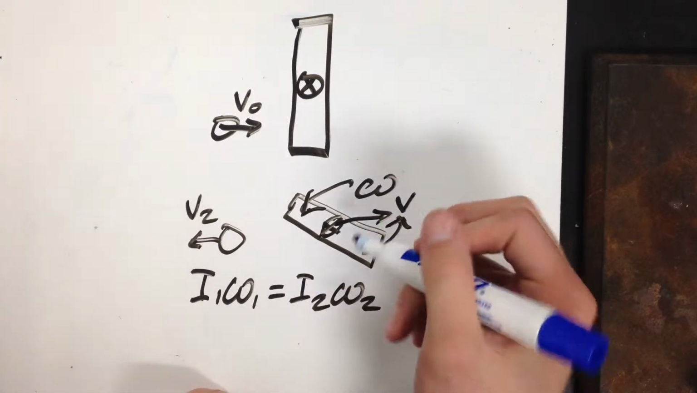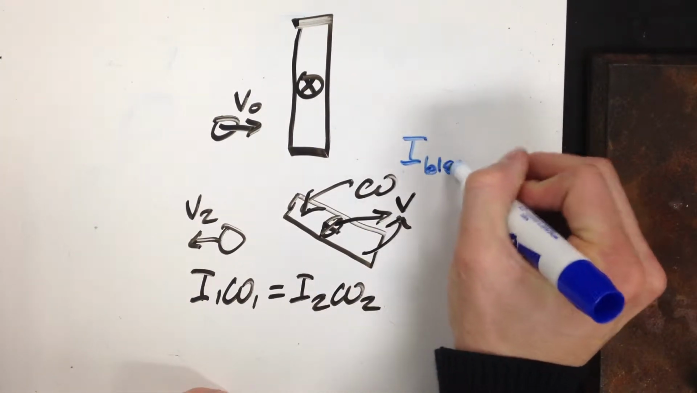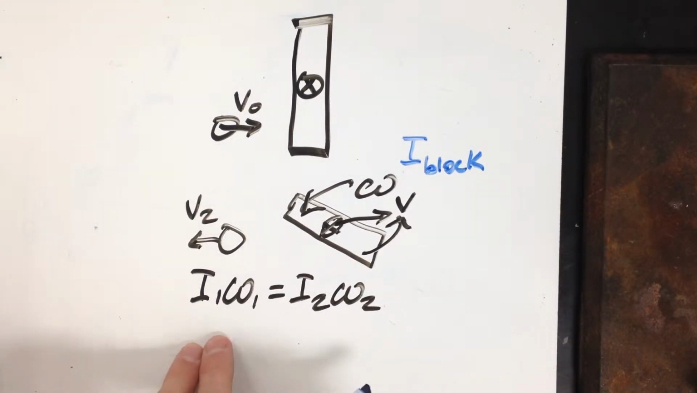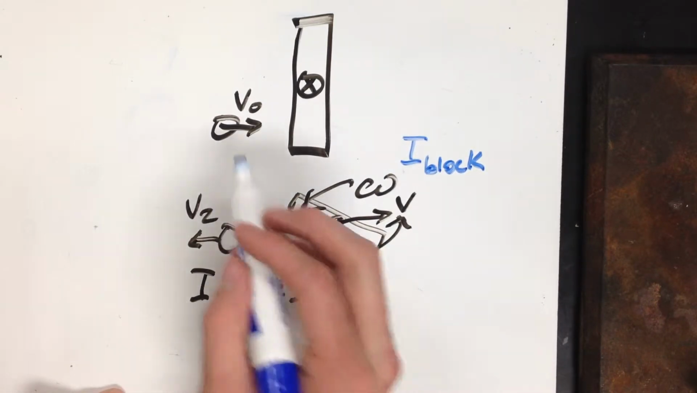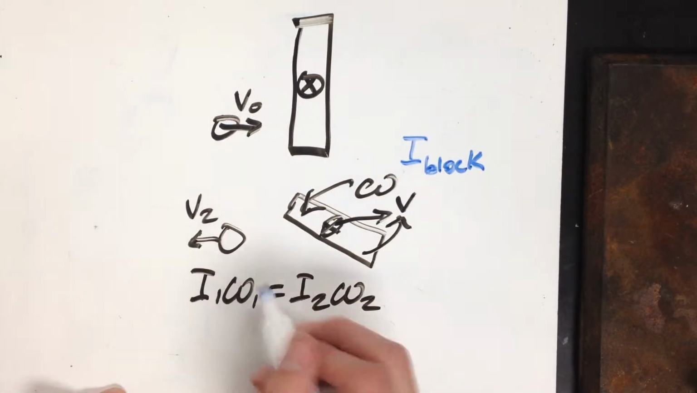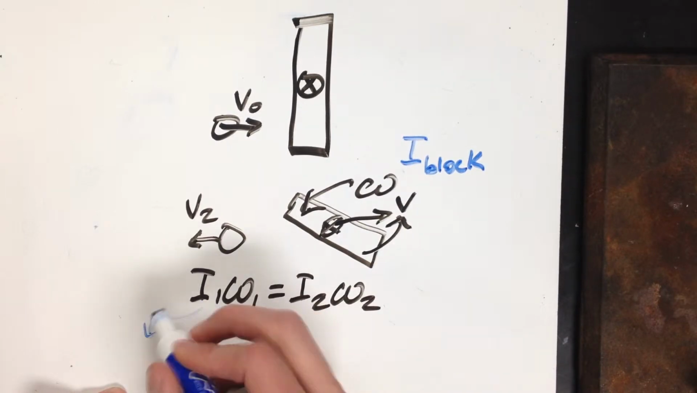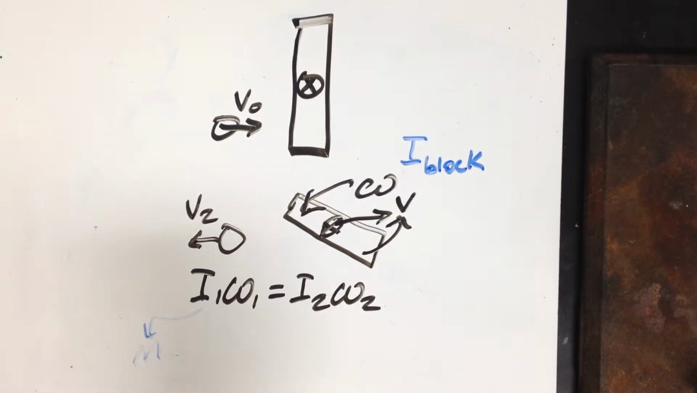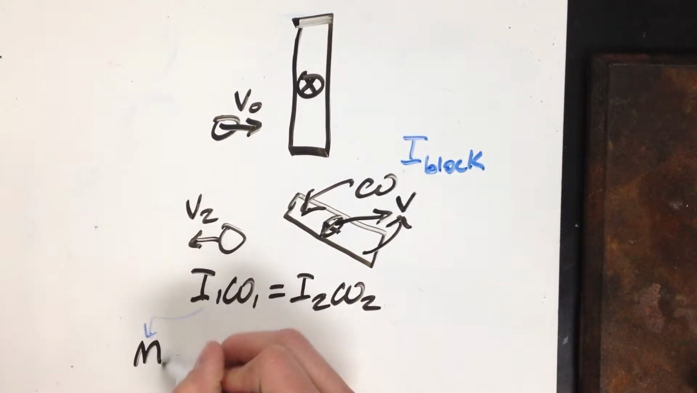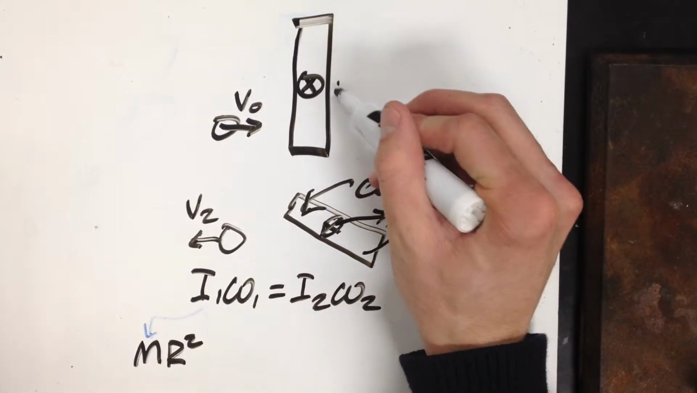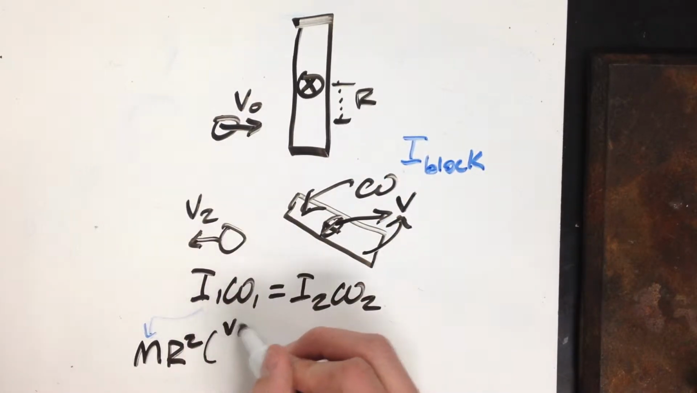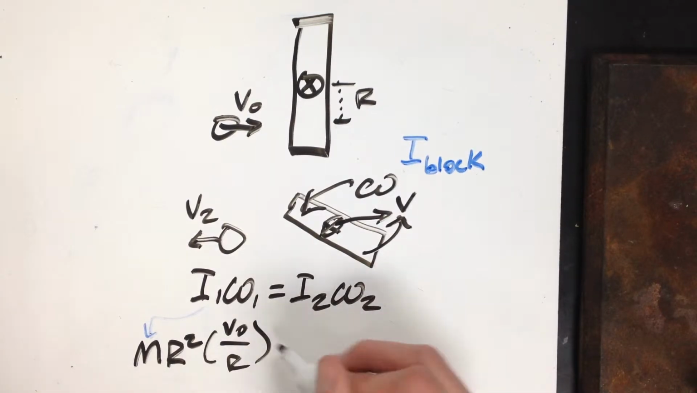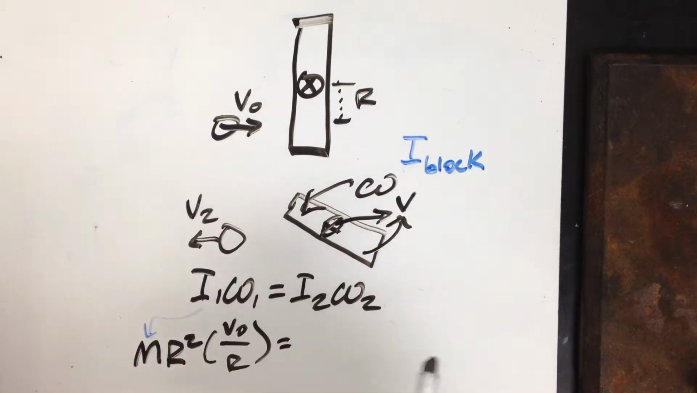We wanted to figure out the moment of inertia of the block, and so we'd use conservation of angular momentum to do that. Going into the collision, only the marble had angular momentum. So its moment of inertia was just m r squared, r being the distance from the axis of rotation, times its angular velocity, which would have been v naught over r.